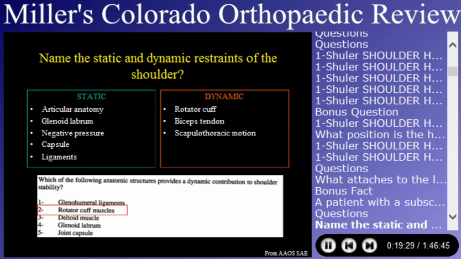Static and dynamic restraints of the shoulder, static are shown there. Dynamic are the ones I've seen as more key testable items. Rotator cuff, biceps tendon, and scapulothoracic motion. Example of a test question. Which of the following anatomic structures provide dynamic contribution to shoulder stability? Rotator cuff musculature.